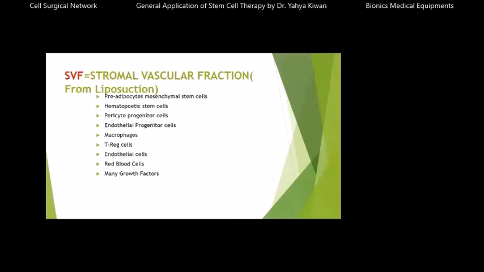Okay, so what are the contents of the stromal vascular fraction which we aspirate from the fat? It contains pre-adipocytes, which are mesenchymal stem cells. It also contains hematopoietic stem cells, pericyte progenitor stem cells, and endothelial progenitor stem cells.